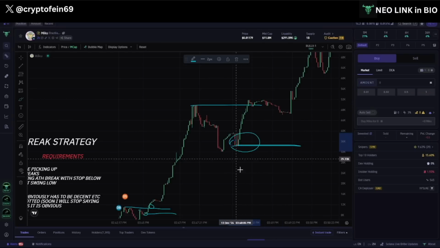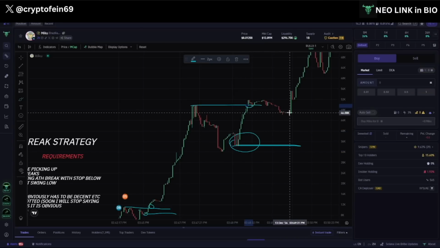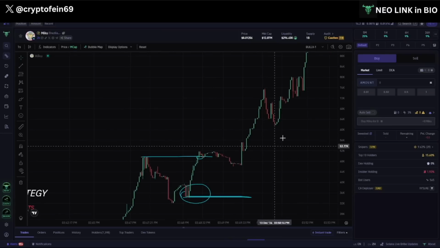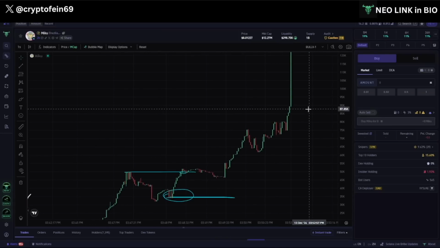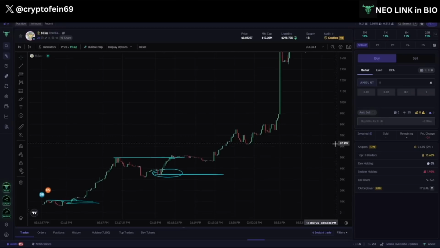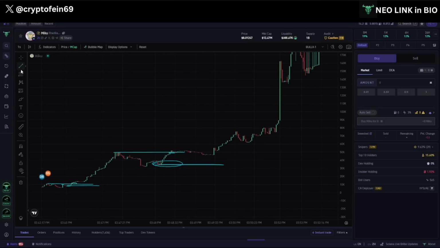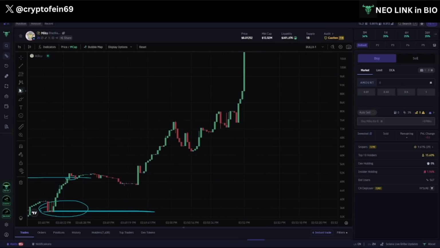Your stop loss should be right there, or at least your mental stop loss should be right there. Like, hey, if it goes down here, I'm out. You buy it right here at 49K. The lowest it goes is 47. Guess what? It goes straight up and keeps going straight up, straight up, straight up. Right? Same thing here. Let's look right here.